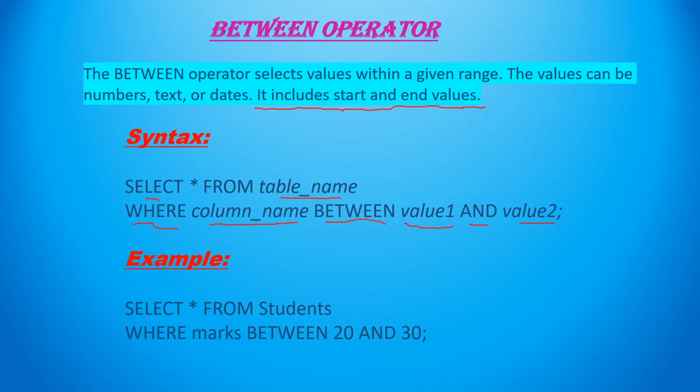Here is the example. Select asterisk from students, where students is your table name, where marks between 20 and 30. It will display all the students who are having marks between 20 and 30. 20 and 30 are inclusive in that. It will include those students also who have 20 and 30 marks. In the between operator, both the end value and the start value are included in the range.